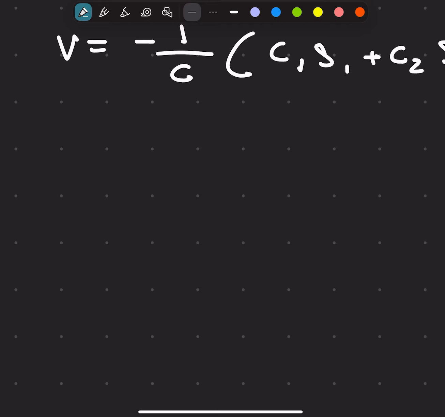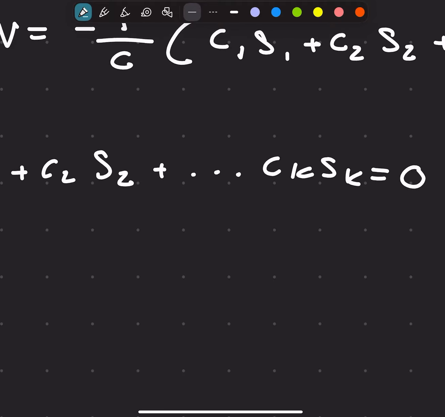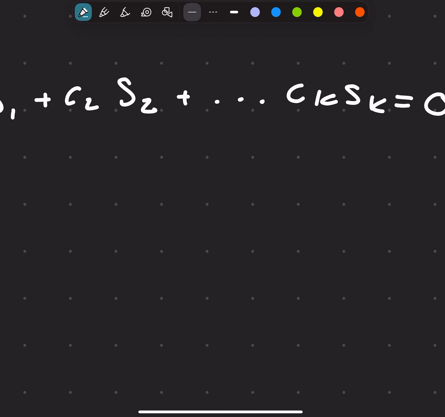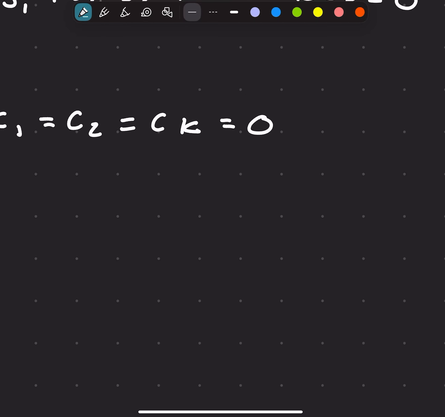Therefore, the equation becomes C1 S1 plus C2 S2 plus CK SK equals 0. And since S was already independent, the final solution becomes C1 equals C2 equals CK, which equals 0. And because all coefficients must be 0, the set S together with vector V is linearly independent.